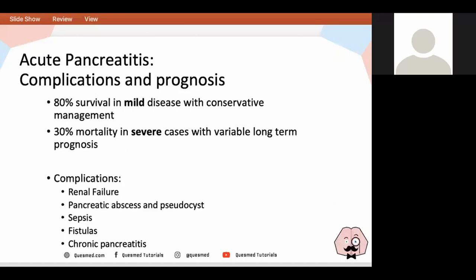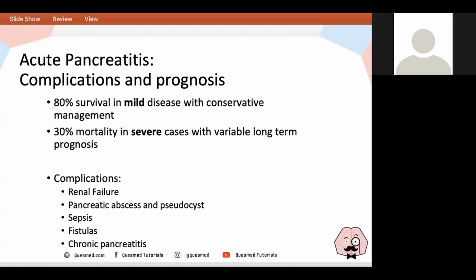So acute pancreatitis is a disease that is associated with a high mortality rate and high morbidity rates. Generally, there is an 80% survival in mild disease with patients who are managed conservatively. And again, we have quite a high mortality rate in severe cases with variable long-term prognosis. Patients may develop renal failure in severe pancreatitis, and this develops as a result of organ dysfunction and carries a very poor prognosis. If renal failure develops, then the patient may need some form of dialysis. More commonly, patients may develop an acute kidney injury, and this can occur as a result of dehydration or even hypovolemia.